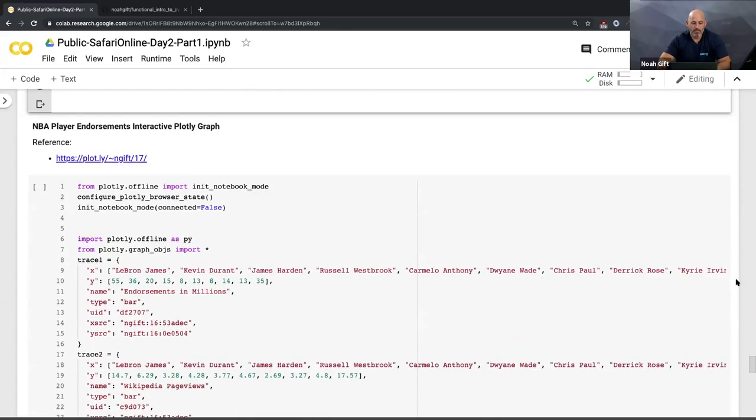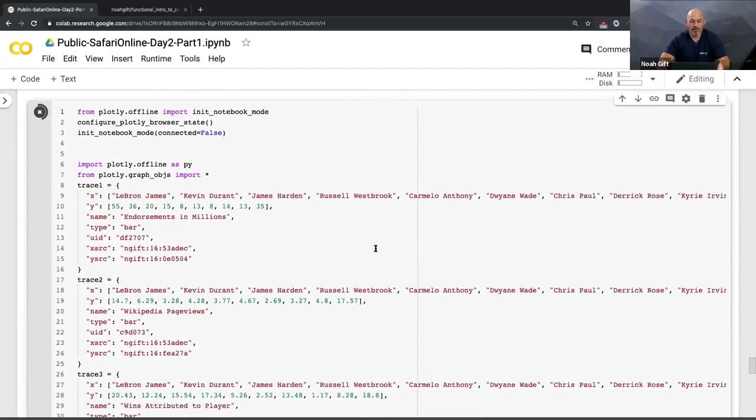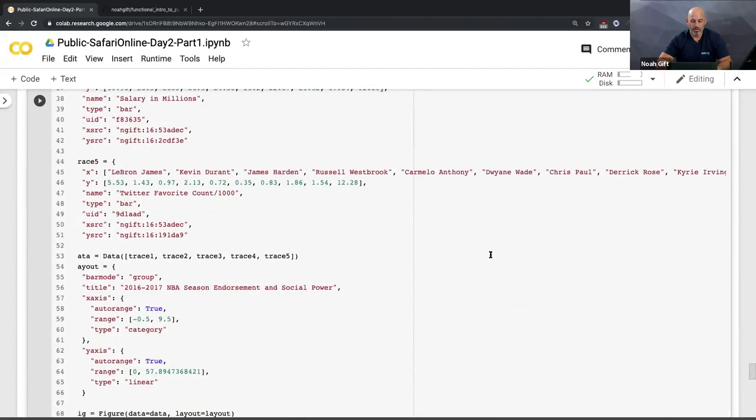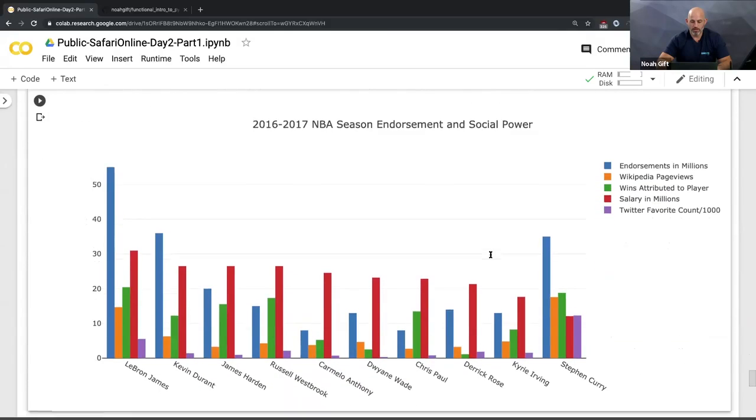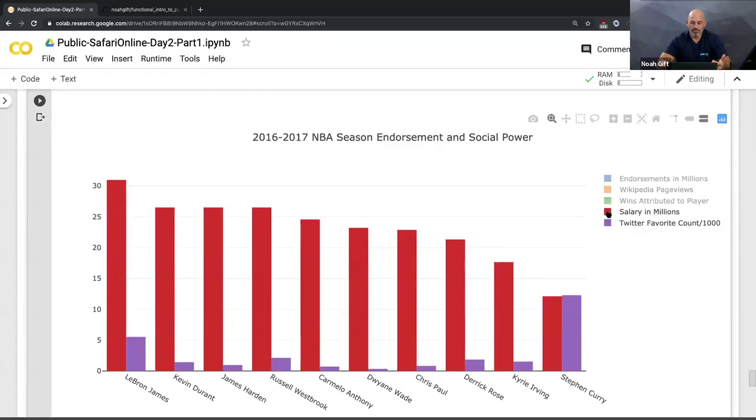So let's dive down a little bit more here and see some other things that I could cluster on and do visualizations. I have an example of how I can hand code a plot as well. And sometimes this is something you may want to do for executives in your company, is literally just step by step, put the data into a plot. What this does is it creates a pretty interesting plot that shows the endorsements of a player, and I can toggle this on and off. So I could basically turn off, and look at only the salary in millions and Twitter favorite count, for example, of these players.